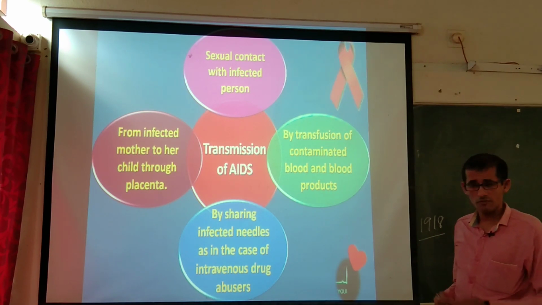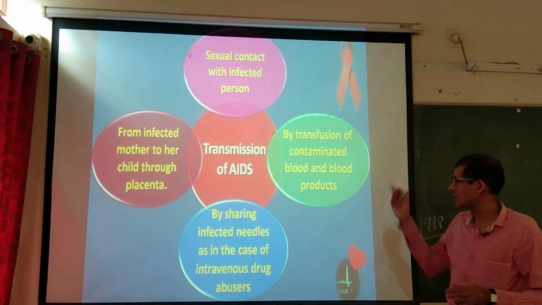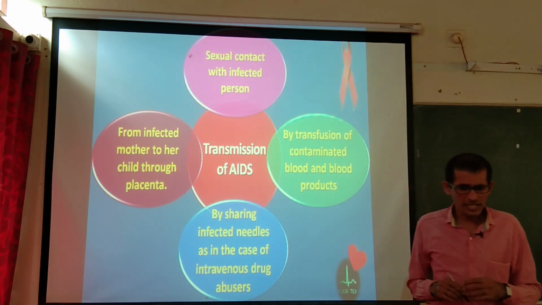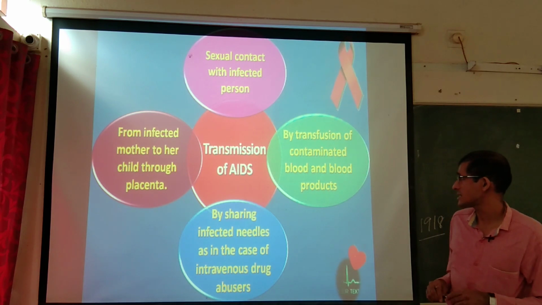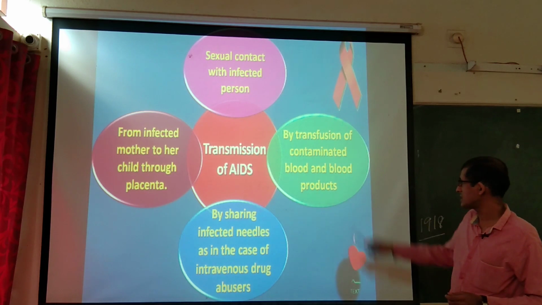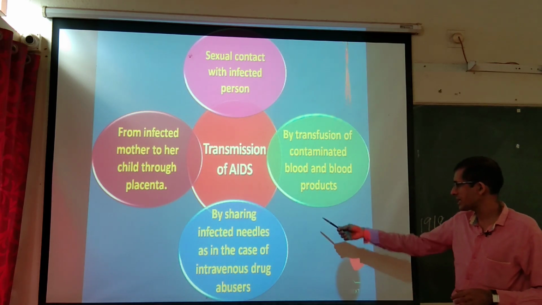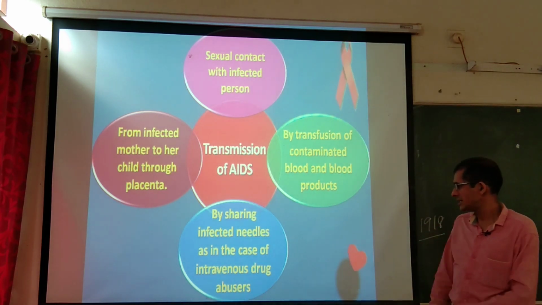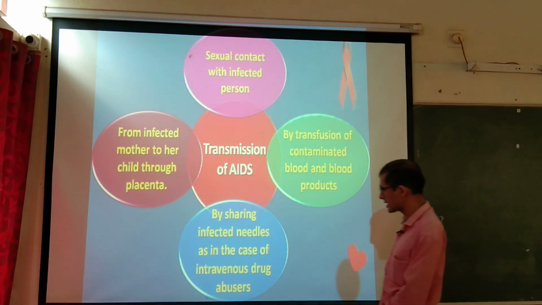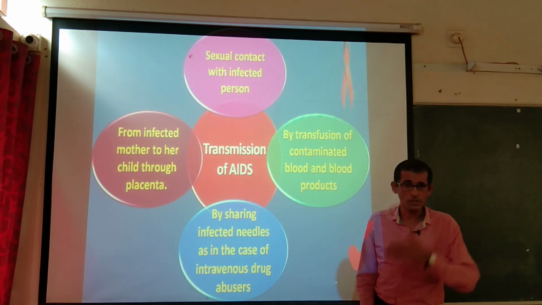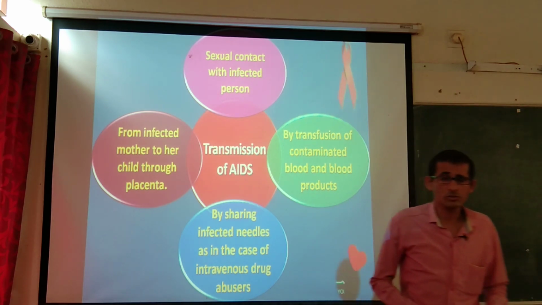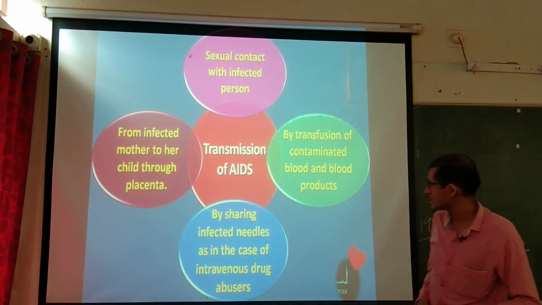Then transmission of AIDS. We already studied this in class two days back, but just for visual purposes I am taking it once again. Sexual contact with an infected person is one important transmission route, and by transfusion of contaminated blood and blood products, and by sharing infected needles, as in intravenous drug abuse. Sharing of needles and syringes in drug addiction can also cause HIV. Then from an infected mother to her child through the placenta or through breastfeeding. That is also possible.